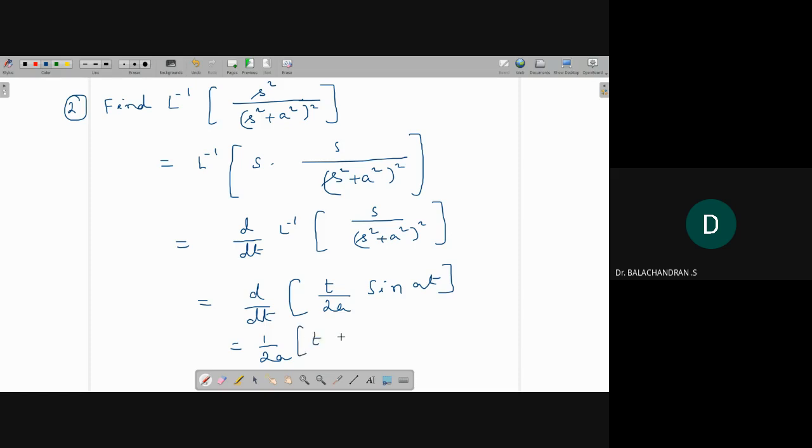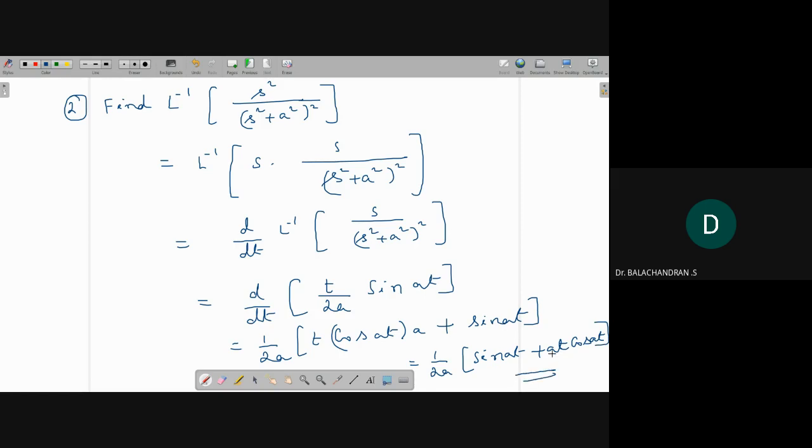t into cos at into a plus sin at into 1. So the final answer is 1 by 2a, sin at plus at into cos at. So this is the final answer.